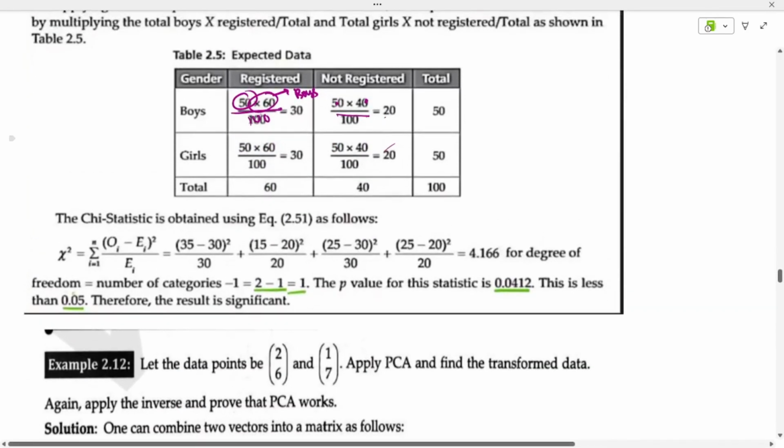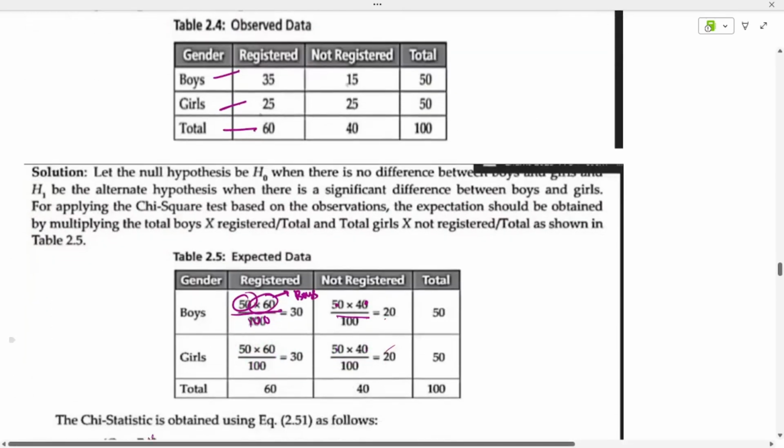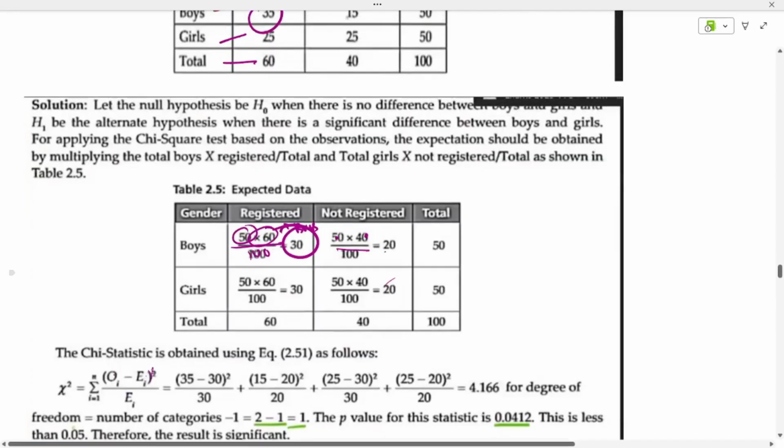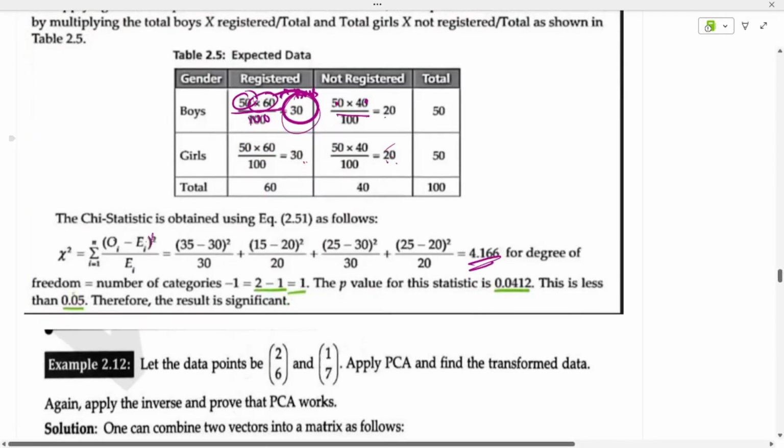Now what you will do here is sigma of observed minus expected divided by expected, this whole square. See, first what is observed? What is observed here is 35. What is expected is 30. That you will be subtracting, divided by expected, which is 30. Okay, next again 15 minus 20 divided by 20. Again next is 25 minus 30 divided by 30. Again next is 25 minus 20 divided by 20. You will be getting it as 4.166.